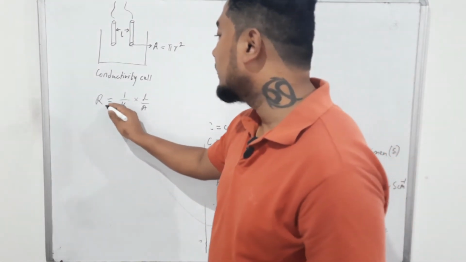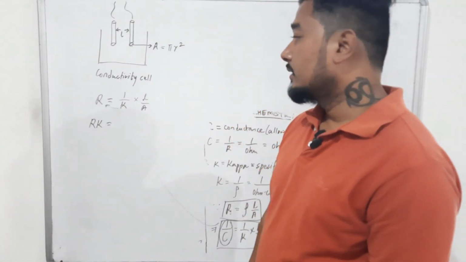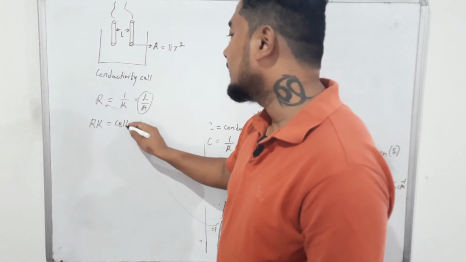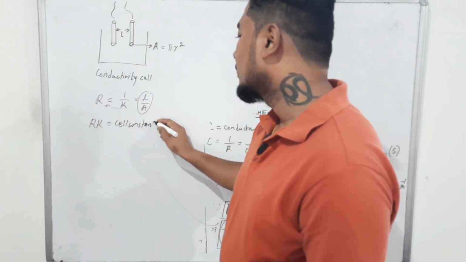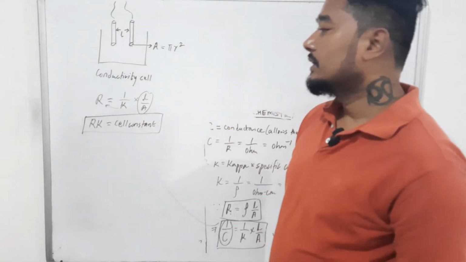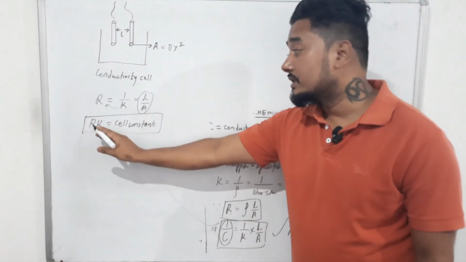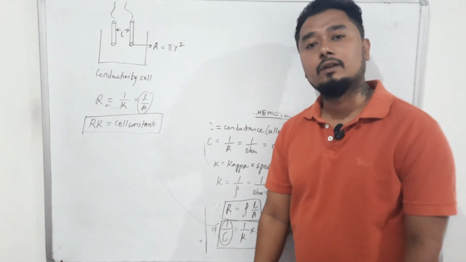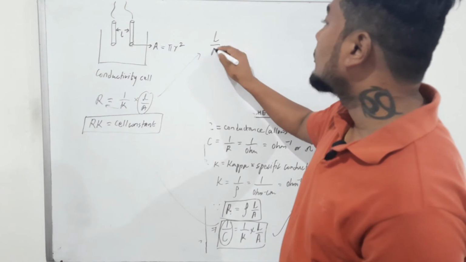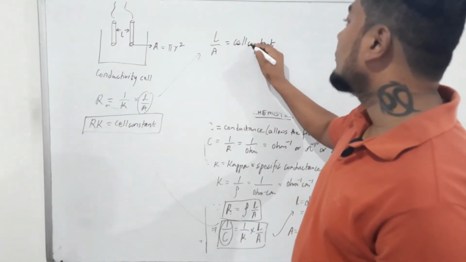Now let us take this one to this side. So this side is equal to R into kappa. What is left here is L by A, and L by A means cell constant. This gives us the new formula. The formula for cell constant is R into kappa, resistance into conductivity or specific conductance. And L by A also means only cell constant.